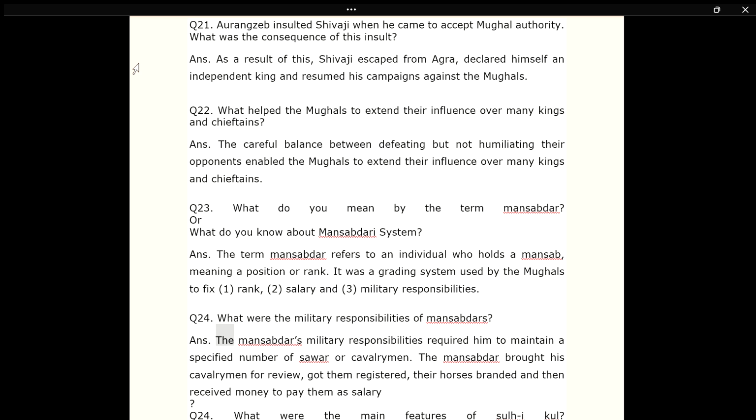Q24. What were the military responsibilities of Mansabdars? Ans. The Mansabdar's military responsibilities required him to maintain a specified number of Sawar or cavalrymen. The Mansabdar brought his cavalrymen for review, got them registered, their horses branded and then received money to pay them as salary.